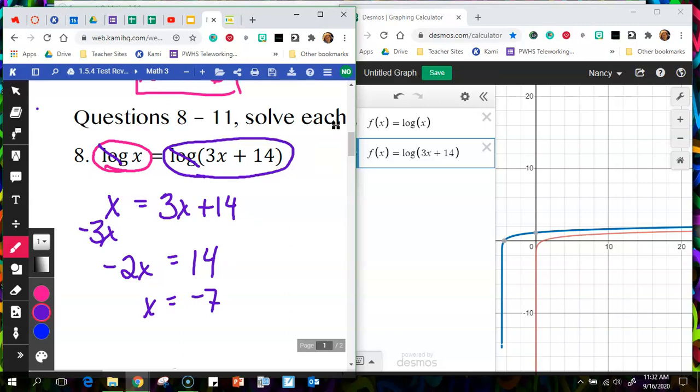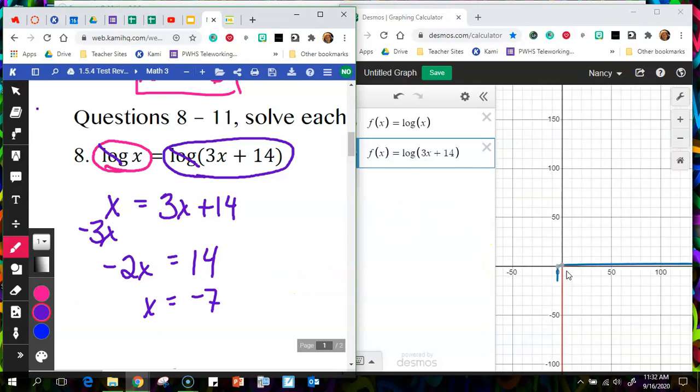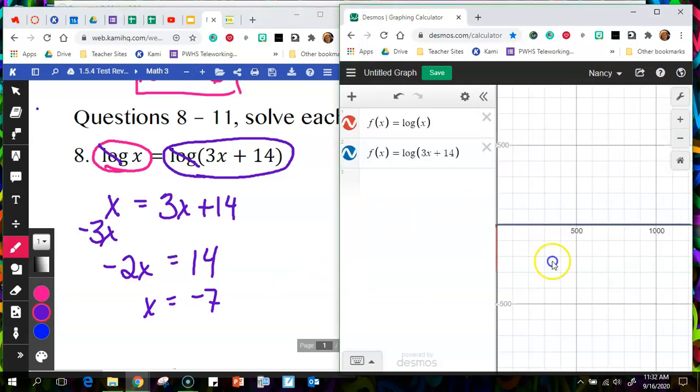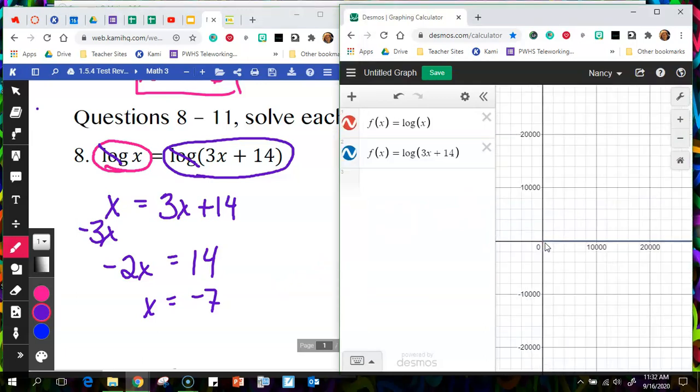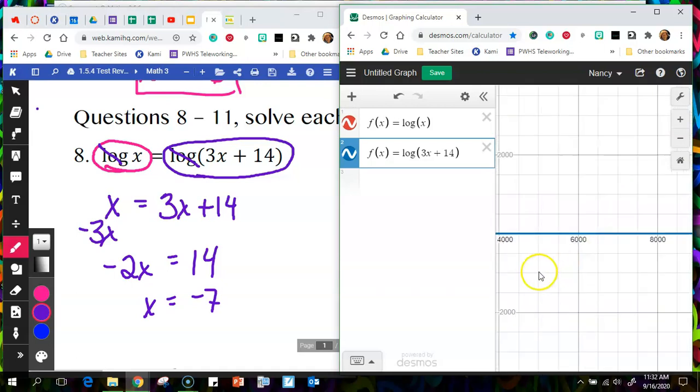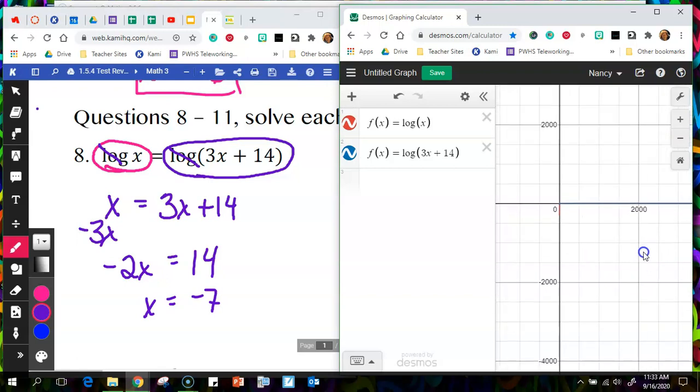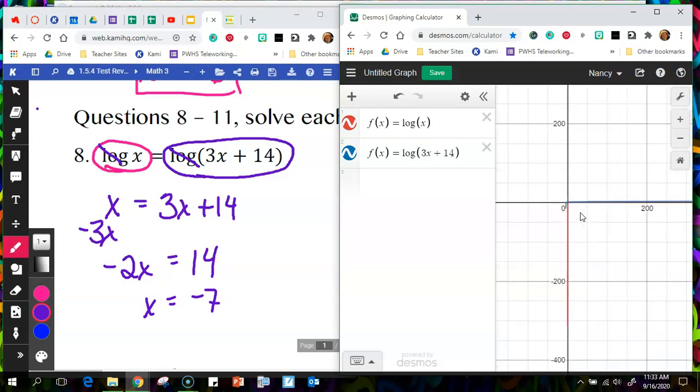So what happens is you get this negative 7 and then you have to plug it back in. But if you graph it, it doesn't matter how far I zoom out. I've zoomed out to 20,000 and I can click and there's no point that shows up. So these actually do not intersect at all. And so my answer is no solution on this one.